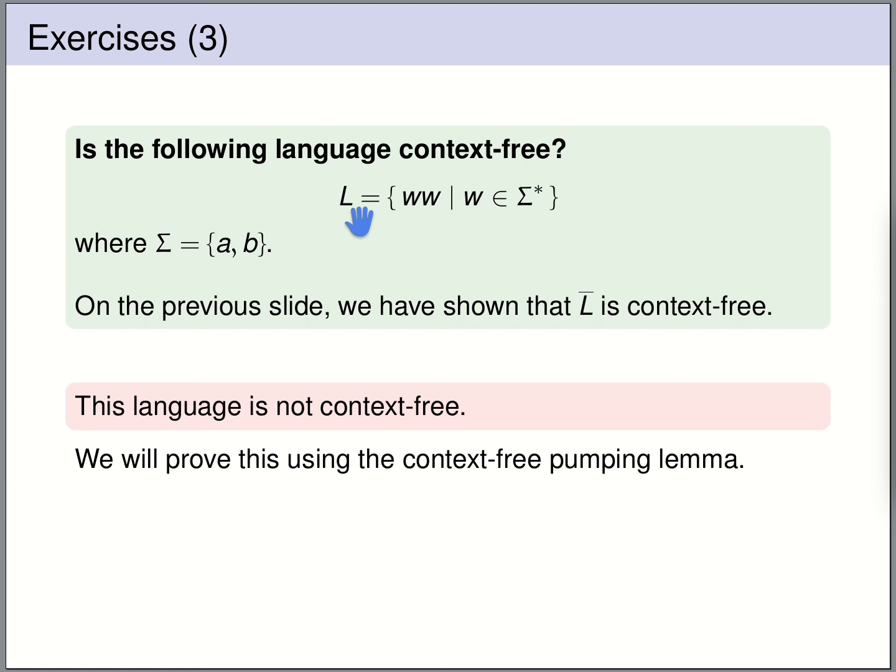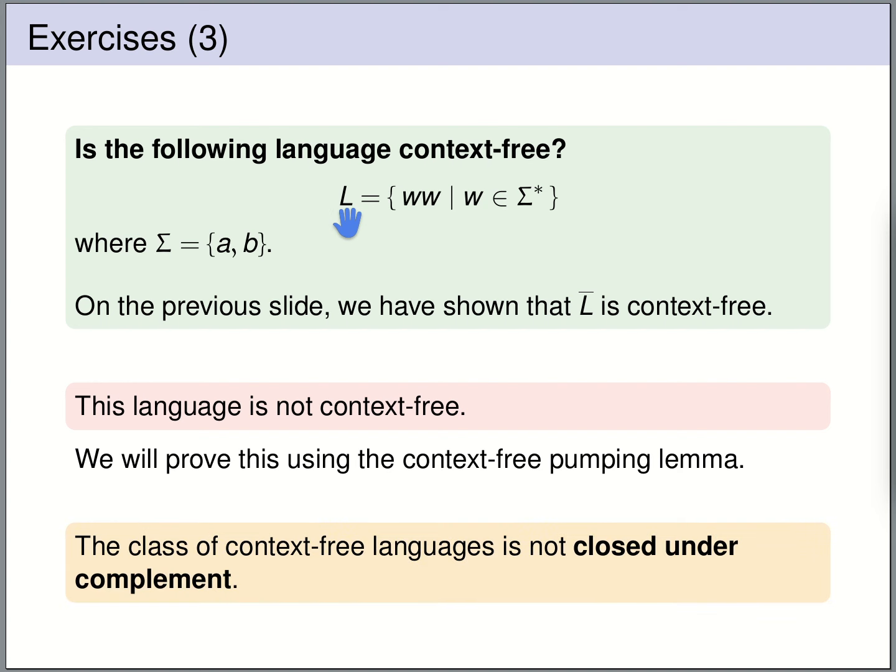And we will later prove this using the pumping lemma for context-free languages. So there is a pumping lemma for regular languages that we've already seen, and we will see that there's also a pumping lemma for context-free languages, and we will later use it to show that this language is not context-free. But this is amazing because we have seen that the complement of this language is context-free, but the language itself is not. So this is a difference with the class of regular languages.